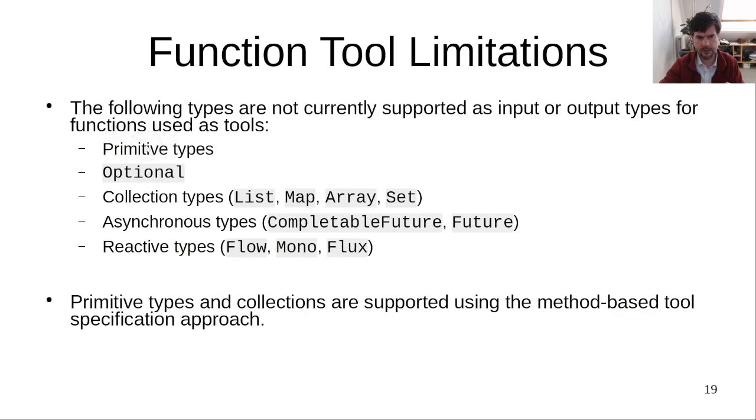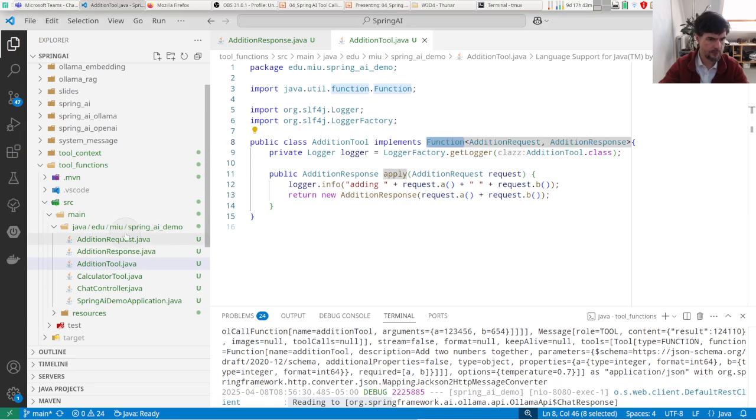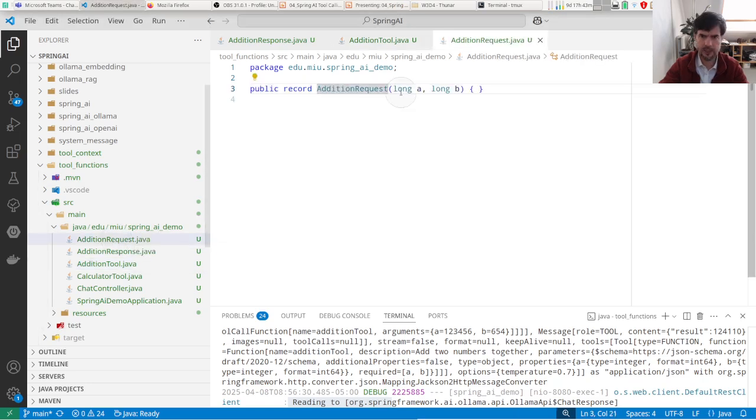Now, there's one thing that's a little interesting here because it says primitive types are not supported, but if I look at my code, right, with the addition request, I most certainly use primitives. So that's a little strange. Maybe the documentation was a little outdated because clearly I am using primitives and clearly it does work.